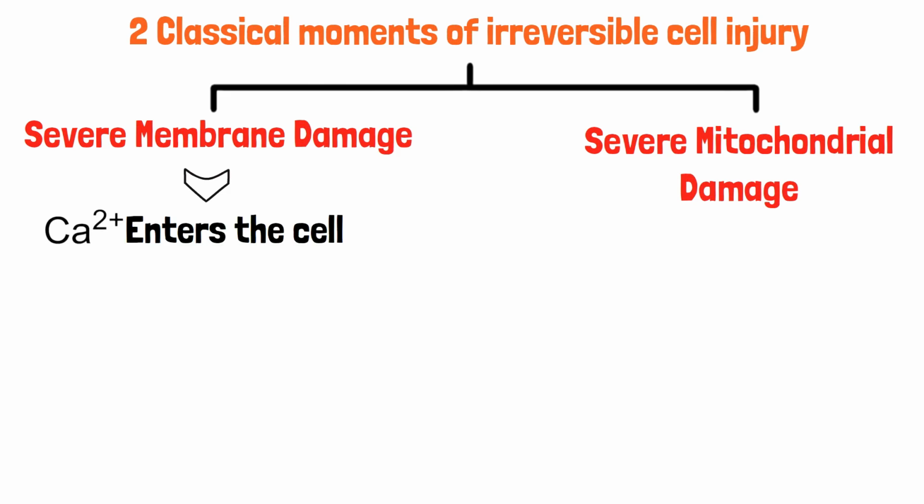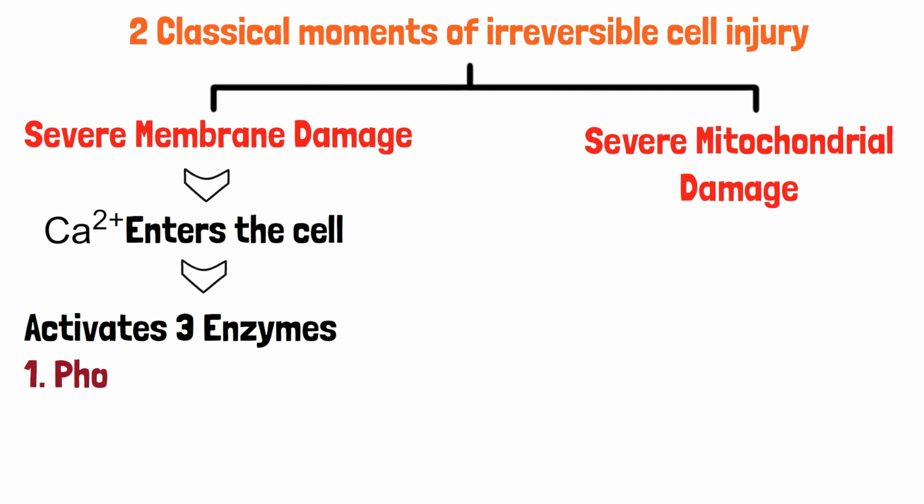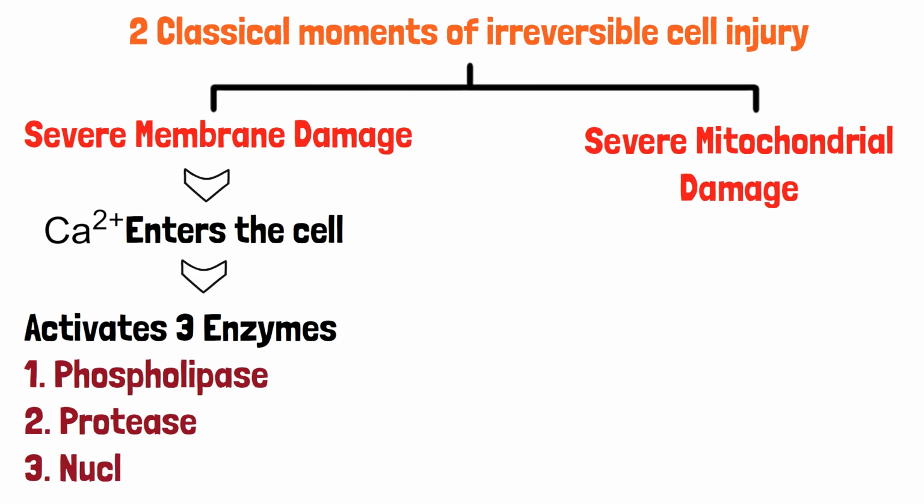The problem with calcium entering the cell is that it is a cofactor for activation of enzymes, and it does the same thing. It activates 3 enzymes: phospholipase, protease, and nuclease. You can guess by the names of these enzymes that phospholipase breaks down phospholipids, protease breaks down proteins, and the nuclease breaks down the nucleus of the cell. We will discuss how this nuclease breaks down the nucleus and what are the changes associated with it.